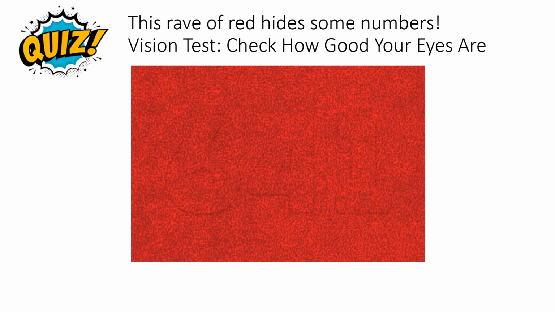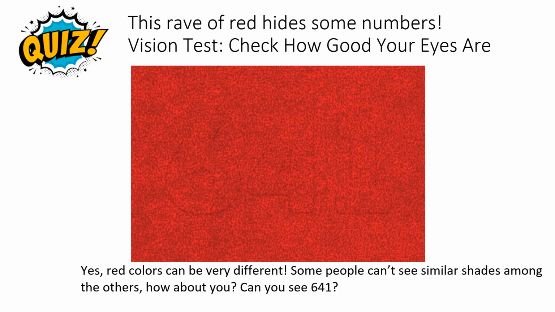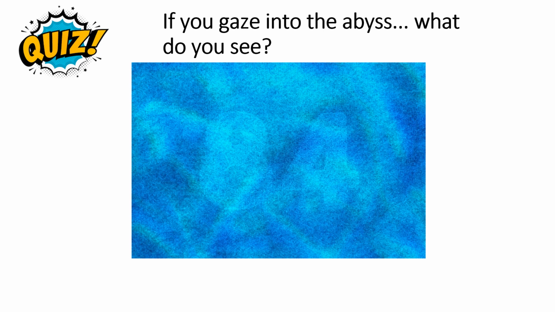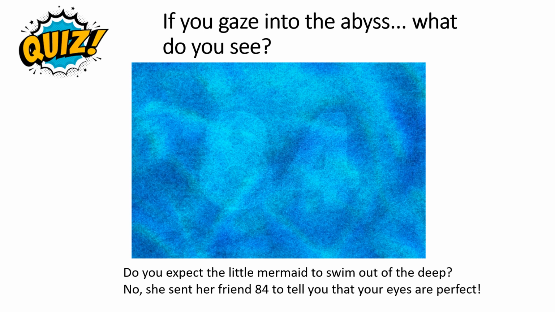This rave of red hides some numbers. Vision test, check how good your eyes are. Yes, red colors can be very different. Some people can't see similar shades among the others. How about you? Can you see 641? If you gaze into the abyss, what do you see? Do you expect the little mermaid to swim out of the deep? No, she sent her friend 84 to tell you that your eyes are perfect.